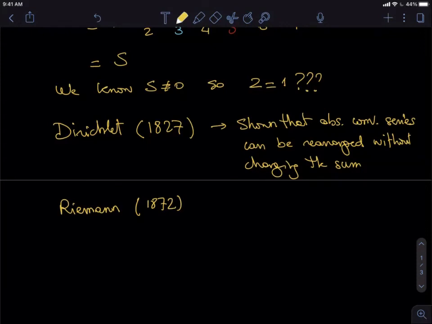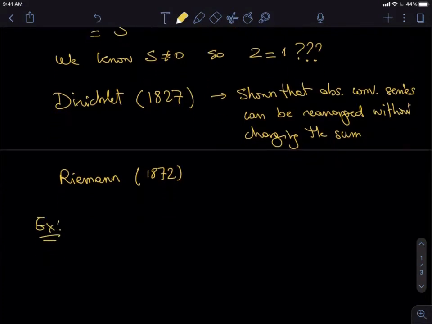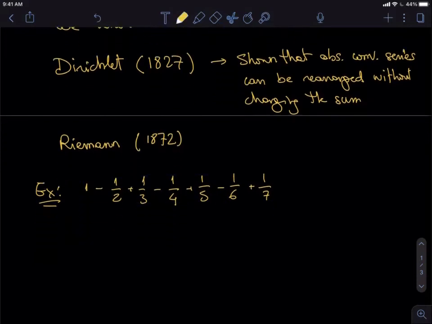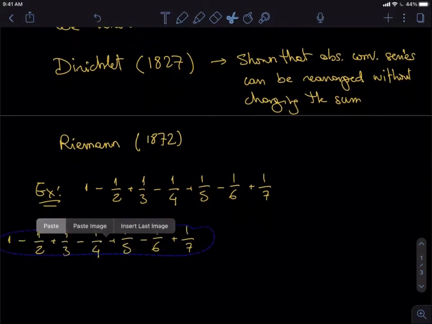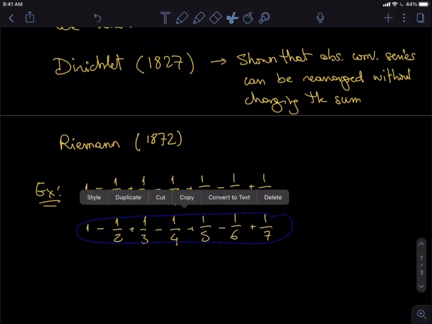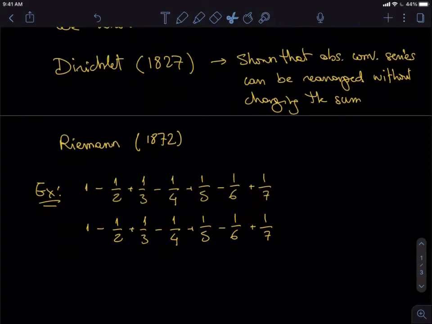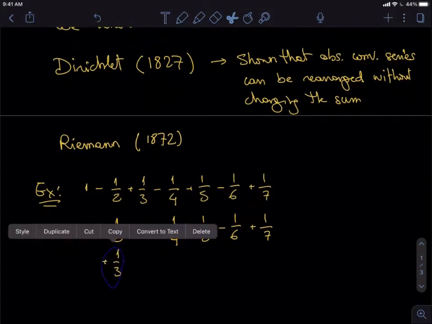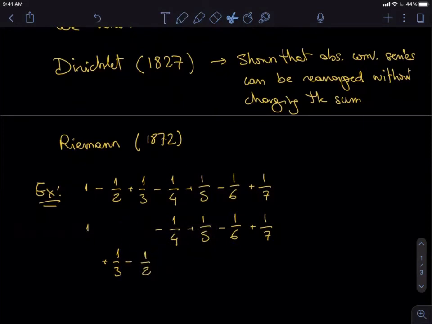In fact, let's continue with the same example, the alternating harmonic series. Okay, 1 minus 1/2. And let's consider some specific rearrangement different from the one we already did. In this case, what I'm going to do is first the 1/3, then take out 1/2, then add 1/5, then add 1/7.